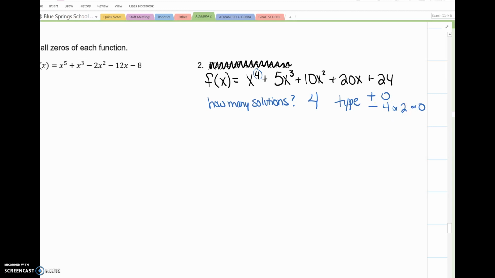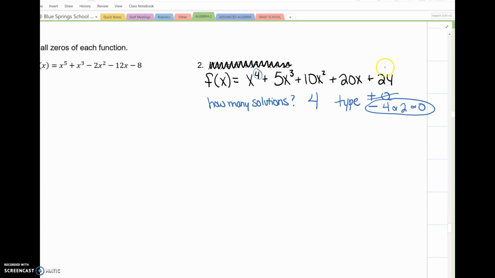Descartes' rule of signs says or less by 2. So 4 or 2 or 0. We're really hoping it's 4 or 2 and not 0. But we definitely do not want to test our positives. We want to test our negatives, because if there are any real solutions, they are going to be negative numbers.